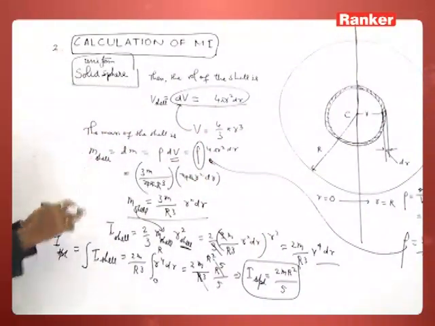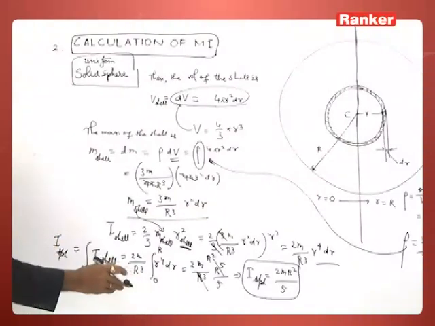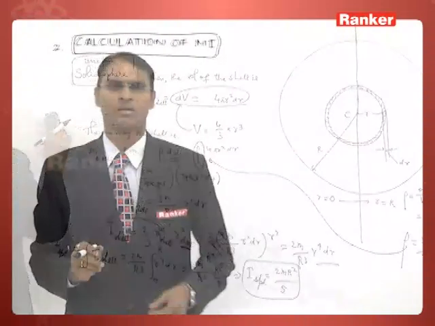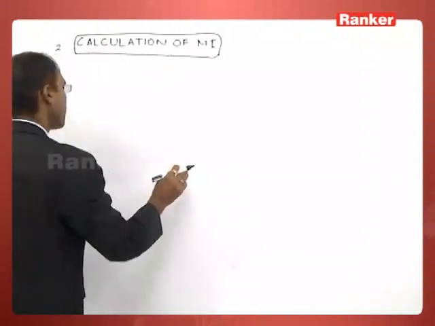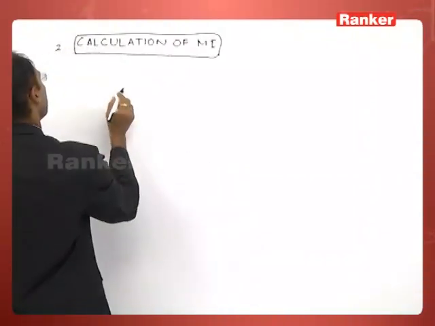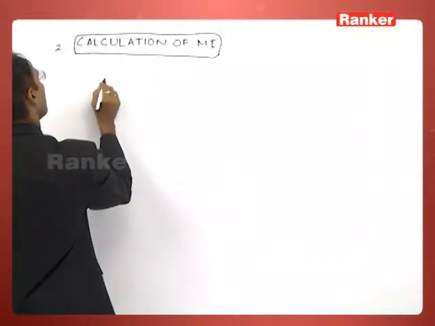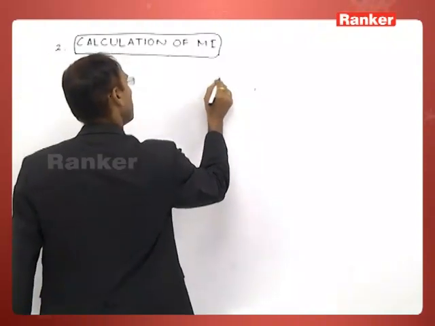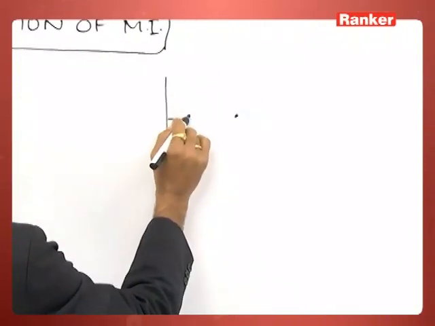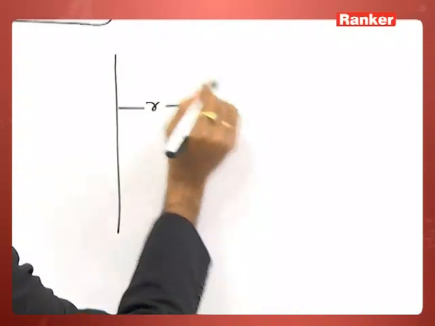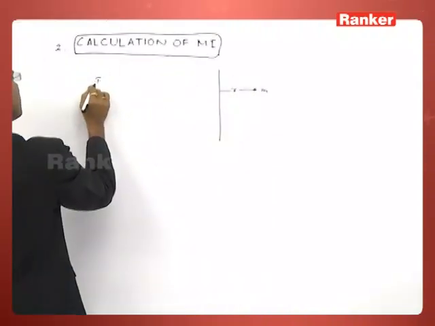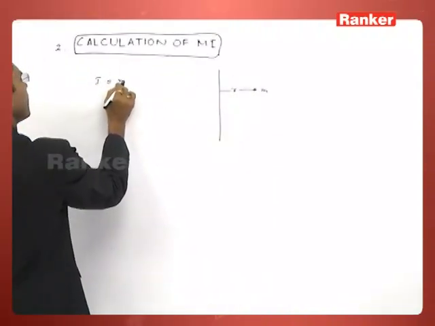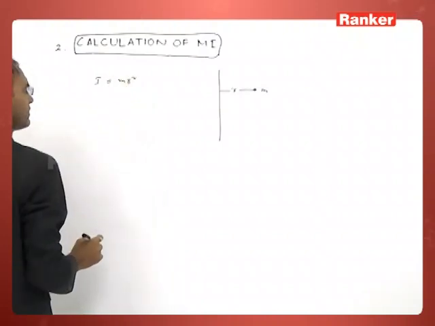Let us tabulate all the formulae we have derived so far. For a point mass, the moment of inertia is m r square.